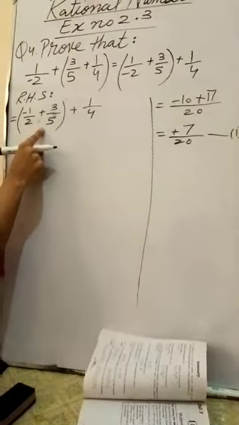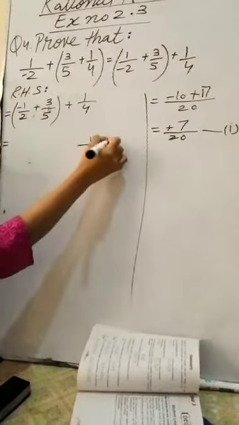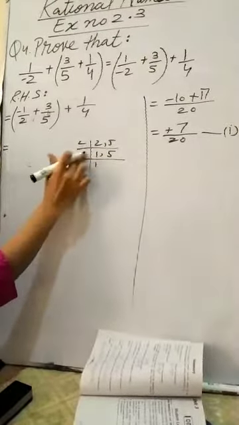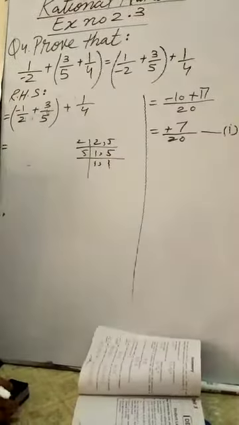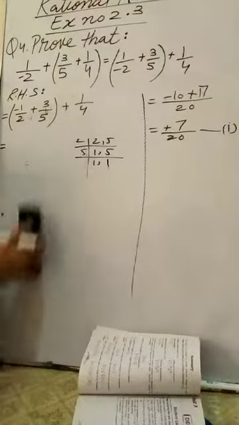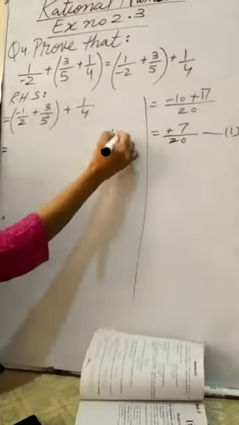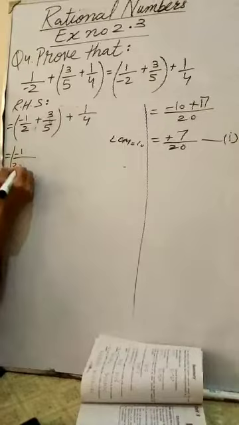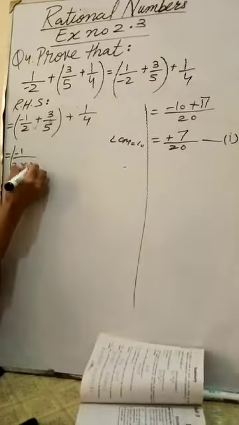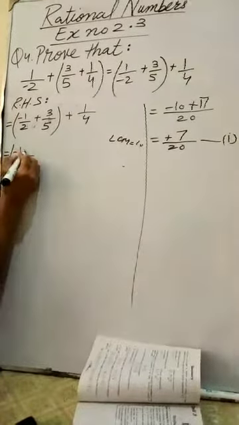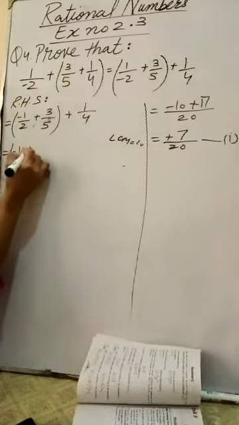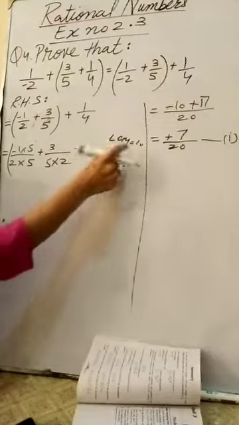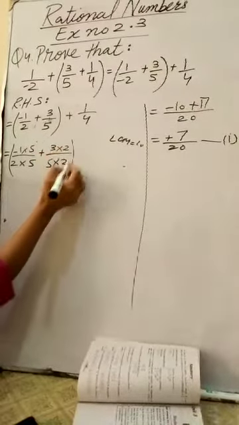LCM of 2 and 5. So we will find the LCM of 2 and 5. 2 1 times 2, 5 is not possible. 5 1 times 5 and 5 1 times 5. So 2 5 times 10. LCM is 10. So minus 1 over 2. 2 multiplied by 5 is 10. Multiply in the numerator. Then we have 3 over 5. 5 2 times 10. Multiply in the numerator. Plus 1 over 4.